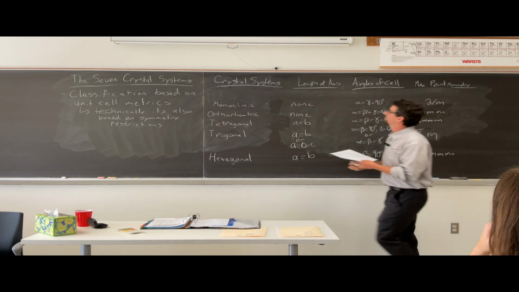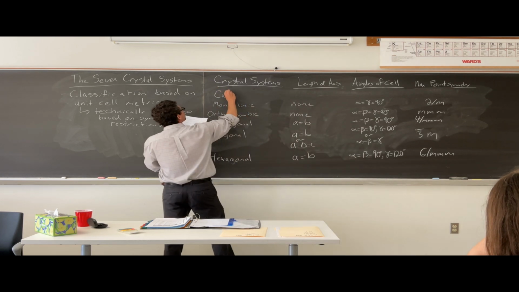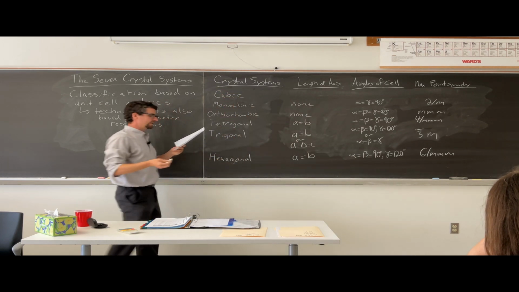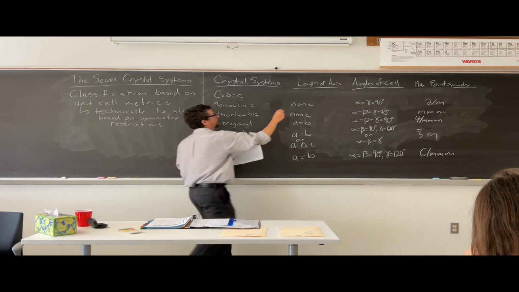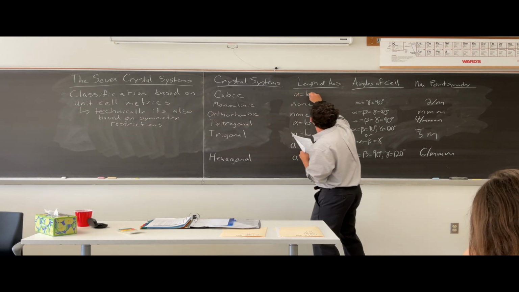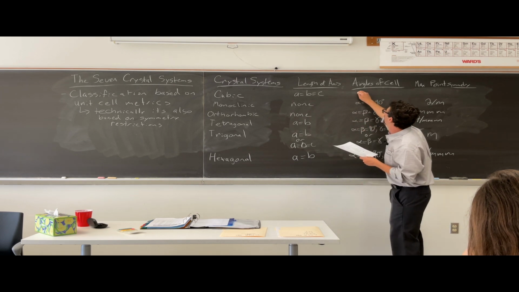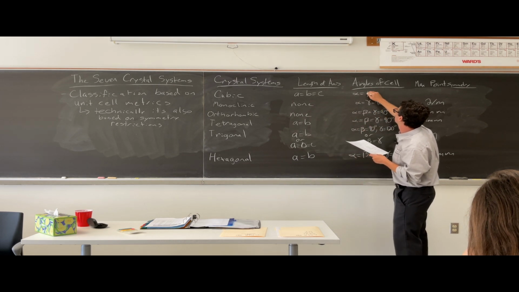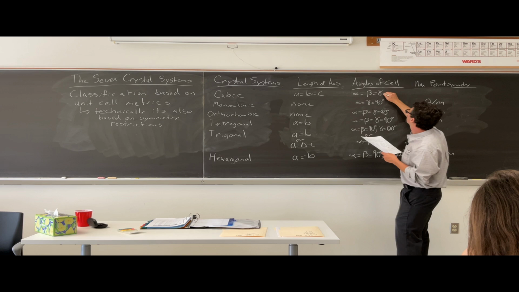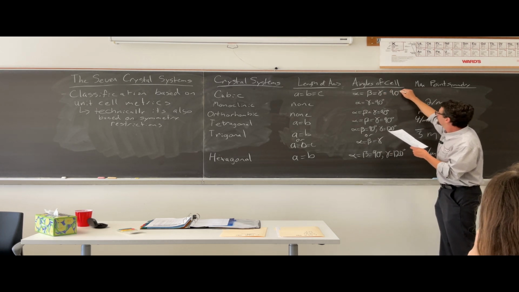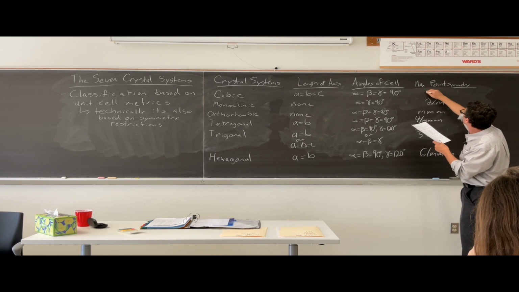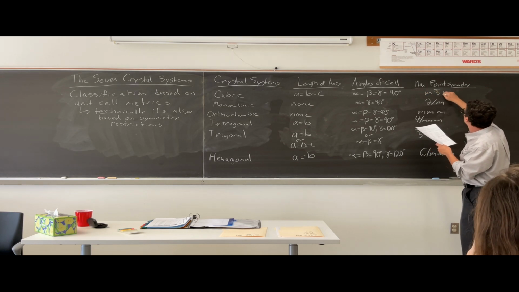And then the last one we got is cubic. Cubic's easy enough. What do we know about the lengths? Got to be all the same. A is equal to B, which is equal to C. And what do we know about the angles? All the same, and they're equal to what? Yep. This has a lot of symmetry. m 3 bar m.